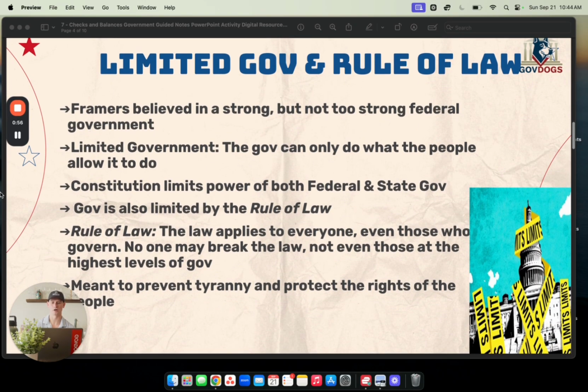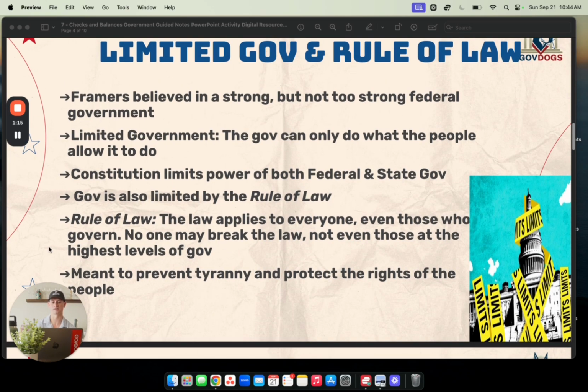Limited government and rule of law. The framers believed in a strong but not too strong federal government, as we spoke about in the last video. Limited government basically says the government can only do what the people allow it to do. A lot of times, governments are limited by a constitution, in both the federal and the state government, and the government is also limited by the rule of law.